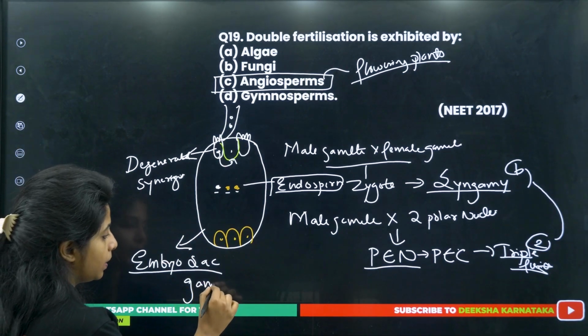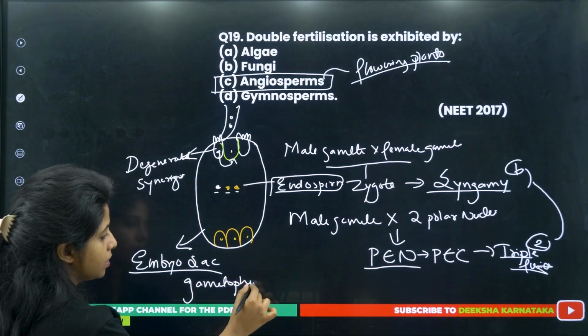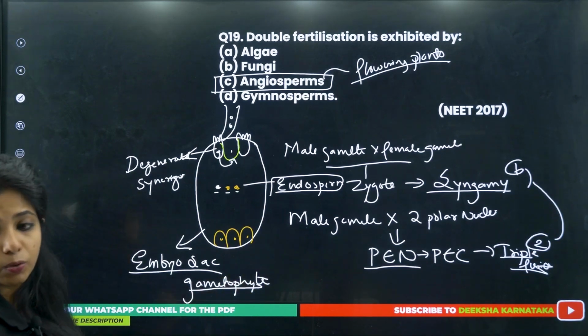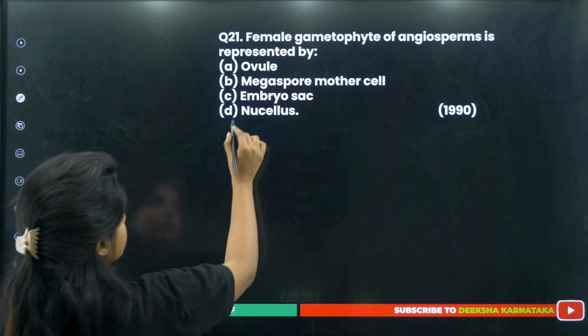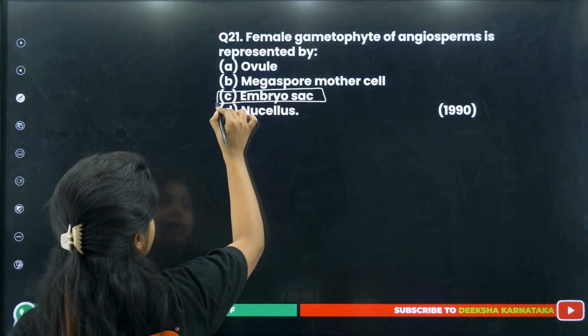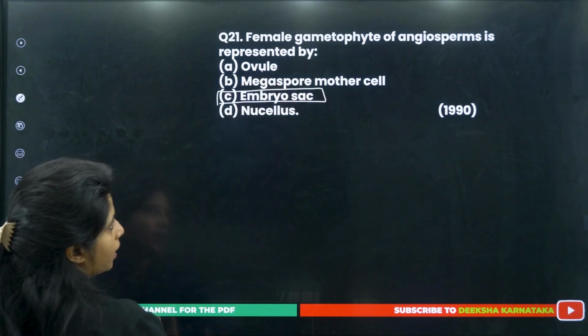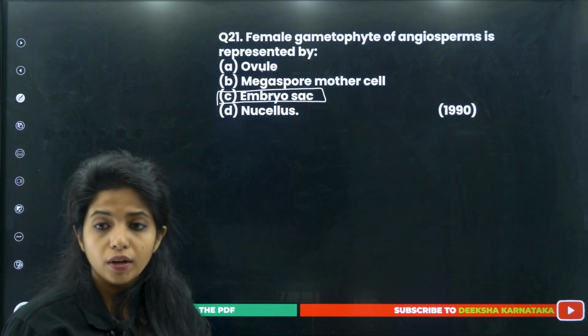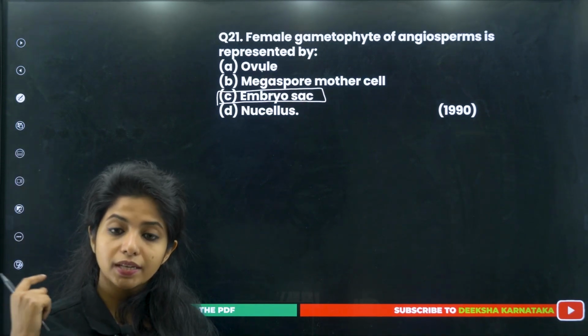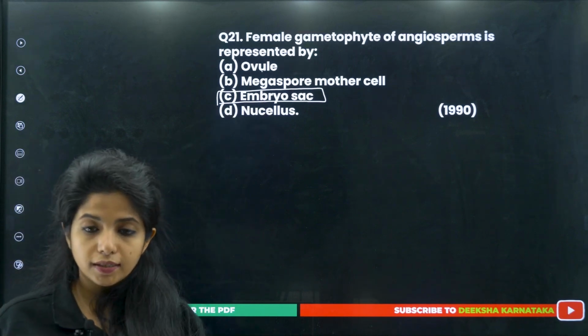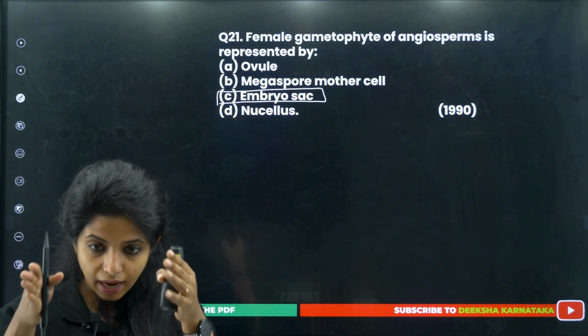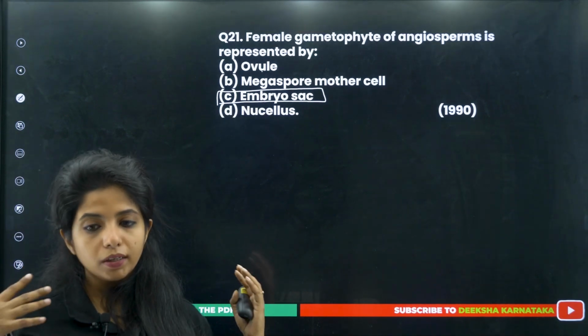This is the female gametophyte. Gametophyte is the one that produces the gametes. So over here it is the embryo sac. Inside the ovule, the embryo sac is present. So please don't write ovule. The correct answer for this is embryo sac. Inside the ovule, all this thing is happening, but embryo sac is the correct answer because it's that cell that is now going to form the gametes. Okay.